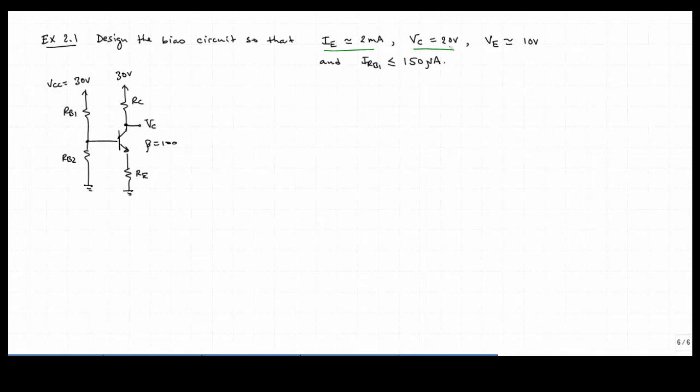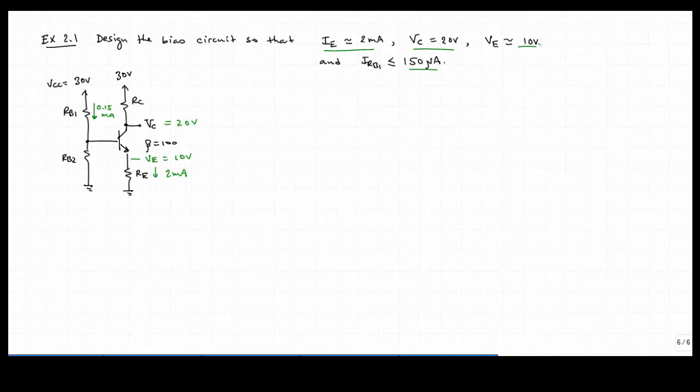We want the collector voltage to be biased to 20 volts. And we want VE to be 10 volts. And finally, we want the current through the resistor RB1 to be less than or equal to 150 microamps. So if I didn't give that last specification, you'd have a lot of options in terms of RB and R2 selection that would actually be able to bias up the amplifier. So this rounds it out.